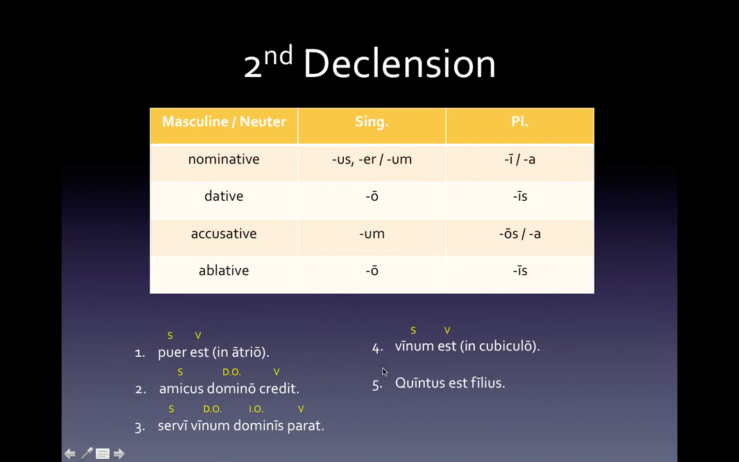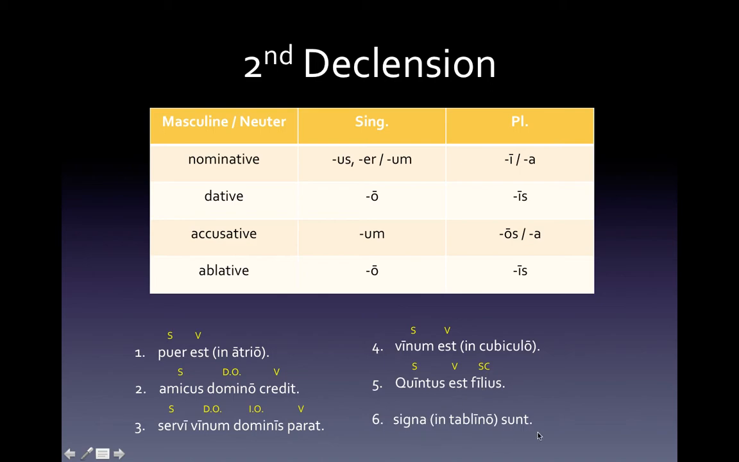Quintus est filius. All right, here we have a good example of a subject complement. Quintus is nominative singular, but so is filius. This is a linking verb, so think of it as an equal sign. What's on one side is going to be the same as what's on the other side. So Quintus is the son.